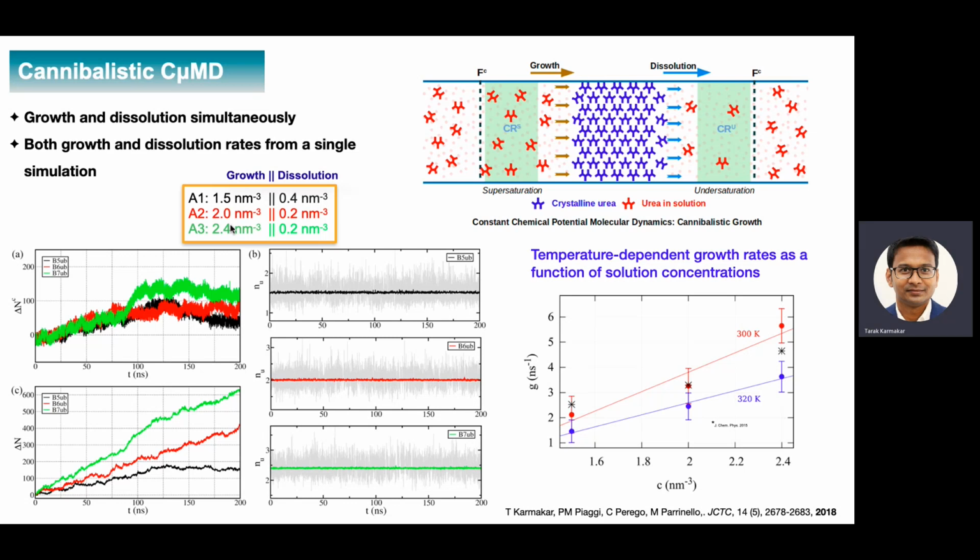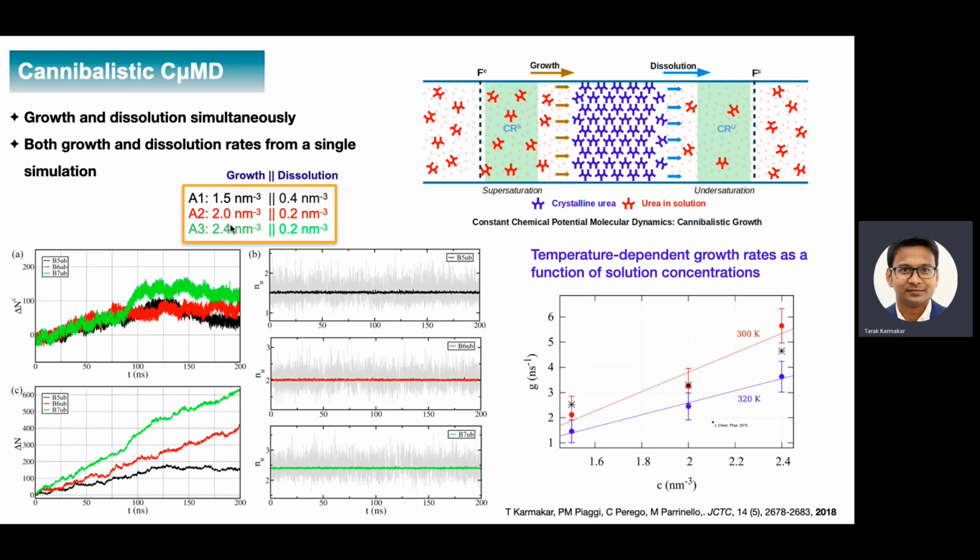Since the simulation box has periodic boundary conditions, the solute particles which come out of the crystal on the right hand side can travel all the way from the right to the left hand side, and they participate in the growth events. So comparable growth and dissolution rates lead to a situation where the solution never depletes. So there is a kind of a circuit in this setup.